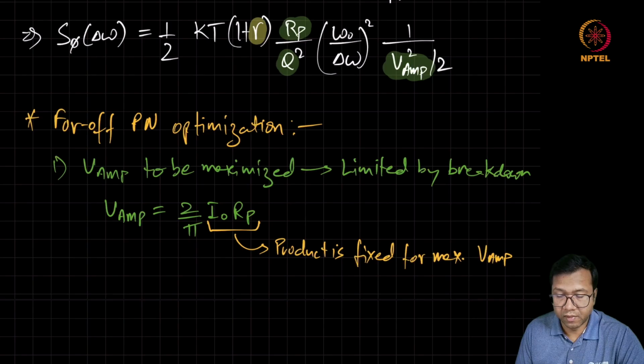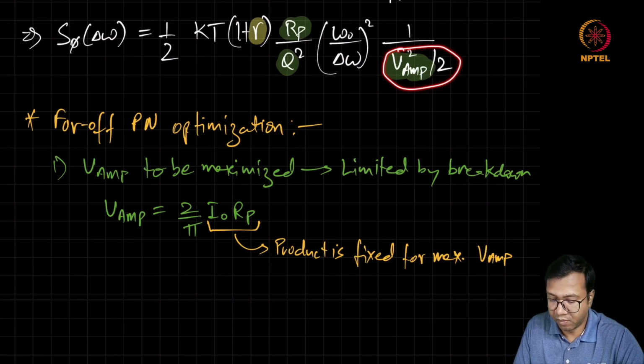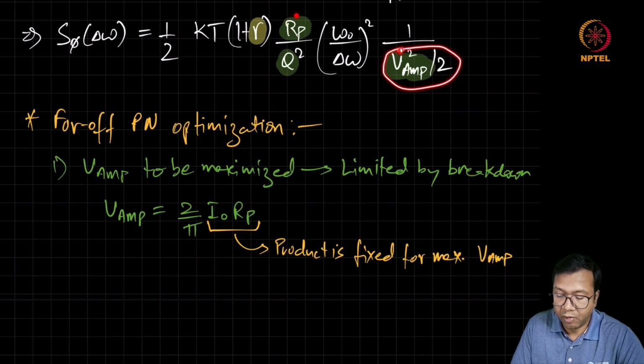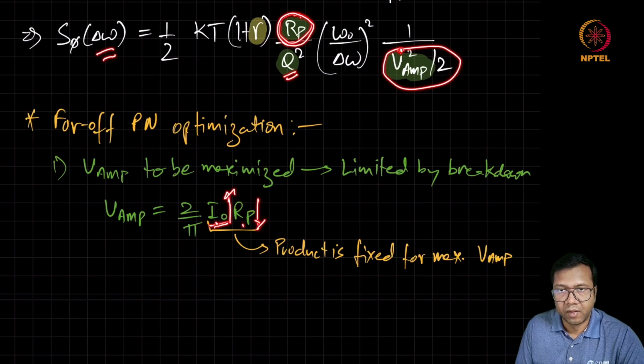Another way to look into this optimization is that if this Vm is fixed and we are ensuring that we are always operating at the maximum amplitude, then in such a scenario, we need to go for as low Rp as possible for a given Q of the tank to get the low phase noise. So when we go for a low Rp, automatically this current consumption in the VCO is going to increase so as to keep this product constant. So that is a standard power noise trade-off. So if you want to reduce the phase noise, we have to burn more power.